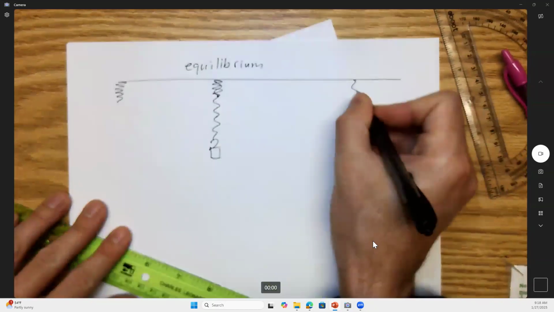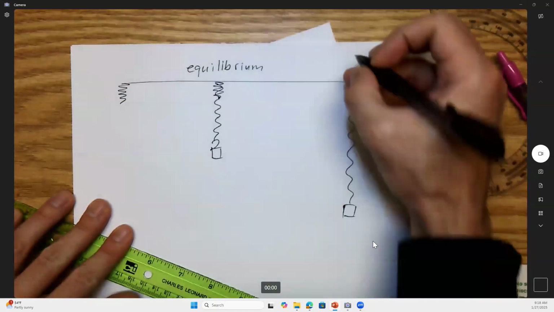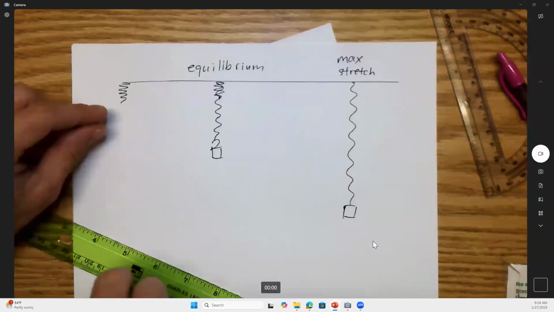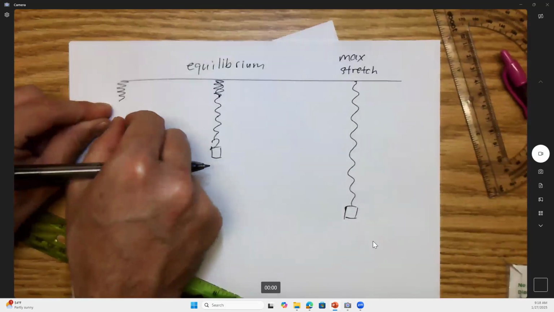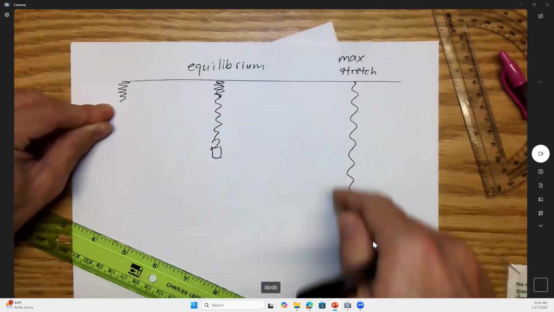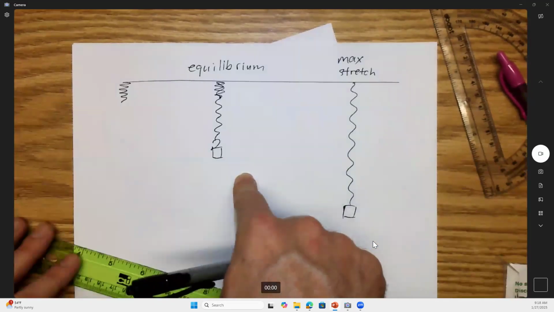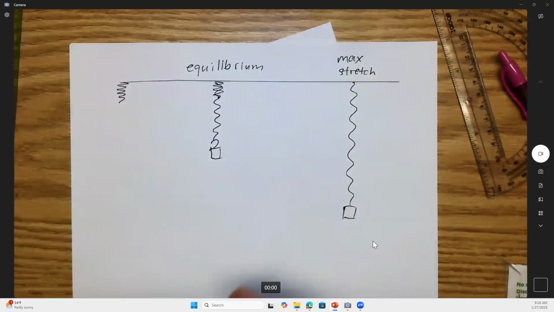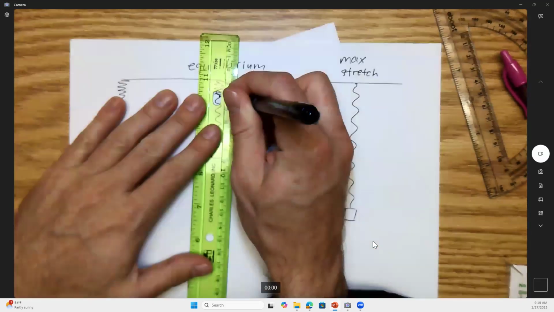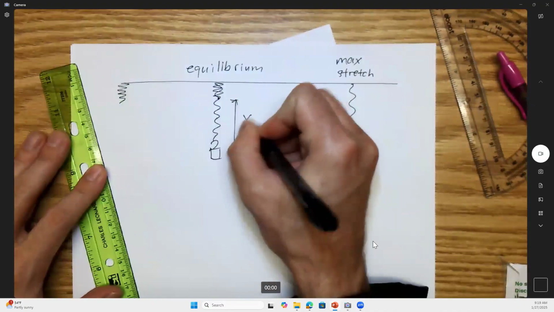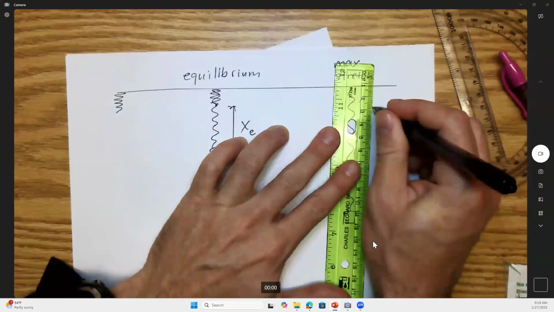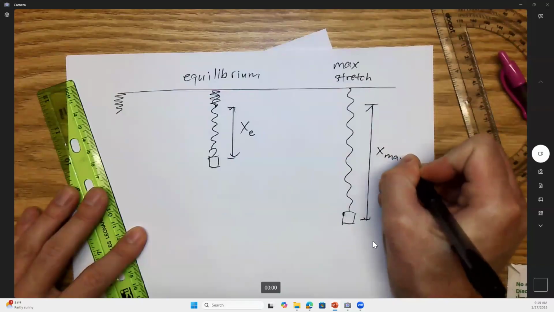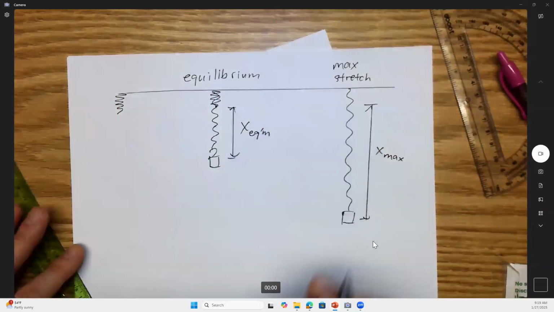And then call this the maximum stretch. By maximum, I mean the scenario I just told you. You hang a weight and let it drop naturally to its maximum stretch, and then it oscillates back and forth until it eventually reaches equilibrium. These are different setups, different formula setups that lead to different answers. That's why you're seeing different stretch amounts. So I'll call this X equilibrium, and I'll call this X max.